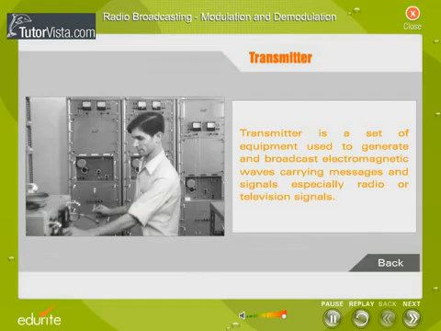Transmitter is a set of equipment used to generate and broadcast electromagnetic waves carrying messages and signals, especially radio or television signals.